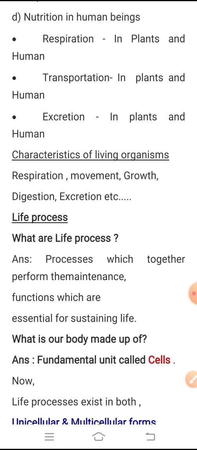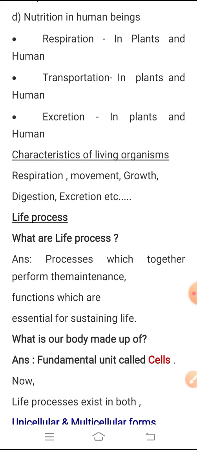Okay, now what is a life process? As I discussed, there are several processes which happen inside the body of living organisms. Each organism needs energy for various activities, for example moving, reproduction, or respiration. Not only animals, even plants need energy, right? Why do plants need energy? Because a plant is also considered a living thing.